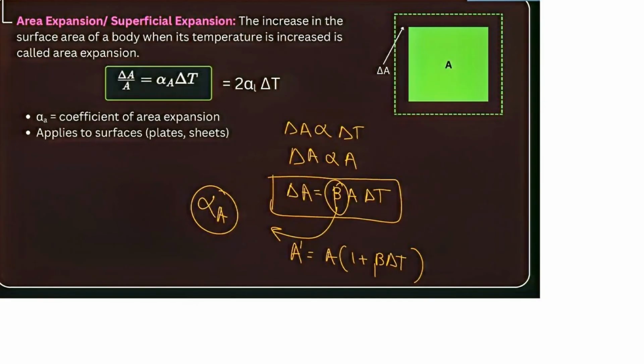2. Area expansion, or superficial expansion. The increase in the surface area of a body when its temperature is increased is called area expansion. ΔA/A = α_A ΔT = 2 α_L ΔT. Look at the picture, you will get it cleared. Here α_A is the coefficient of area expansion. It applies to surfaces, plates, sheets.